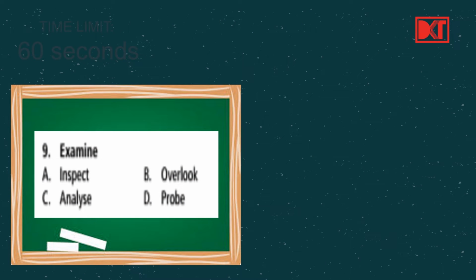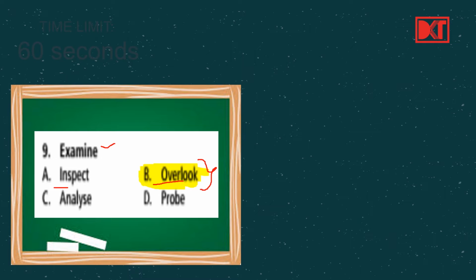Okay, so the next word is examine. Here the options are A. Inspect, B. Overlook, C. Analyze, or D. Probe. Here the antonym of examine is overlook. Now when we say that this thing has been overlooked by this person or that person, it means it has not been paid attention to.